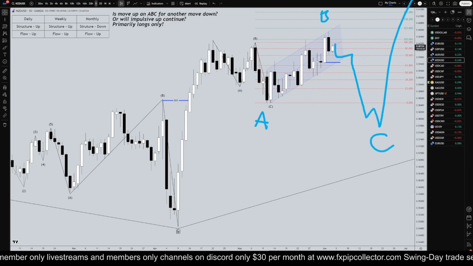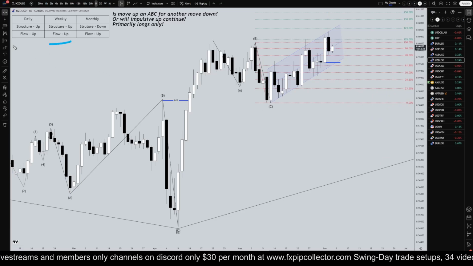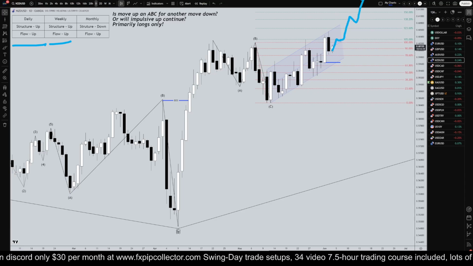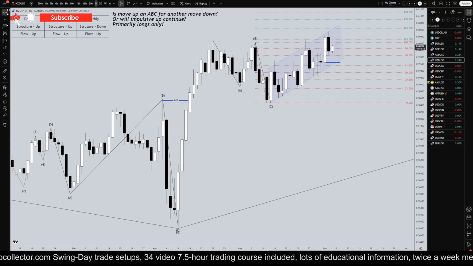The problem with that is that all the higher time frames are definitely in an uptrend. And when all the higher time frames are in an uptrend, the odds are probably even greater that it may just keep on going up. And this very choppy price action could just be a little bit of a slow market.